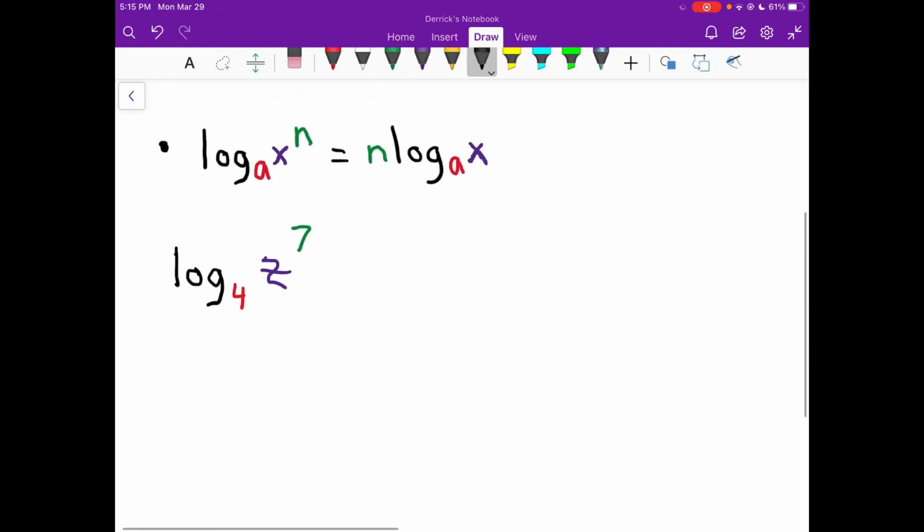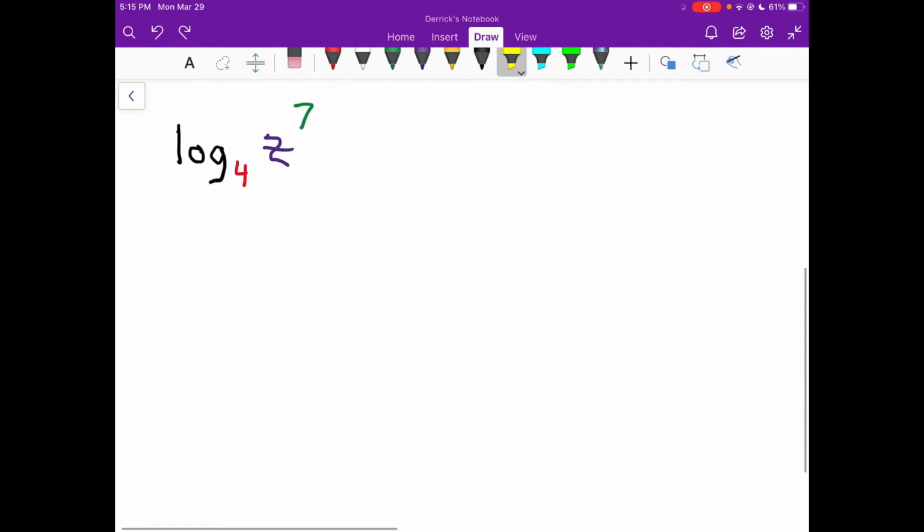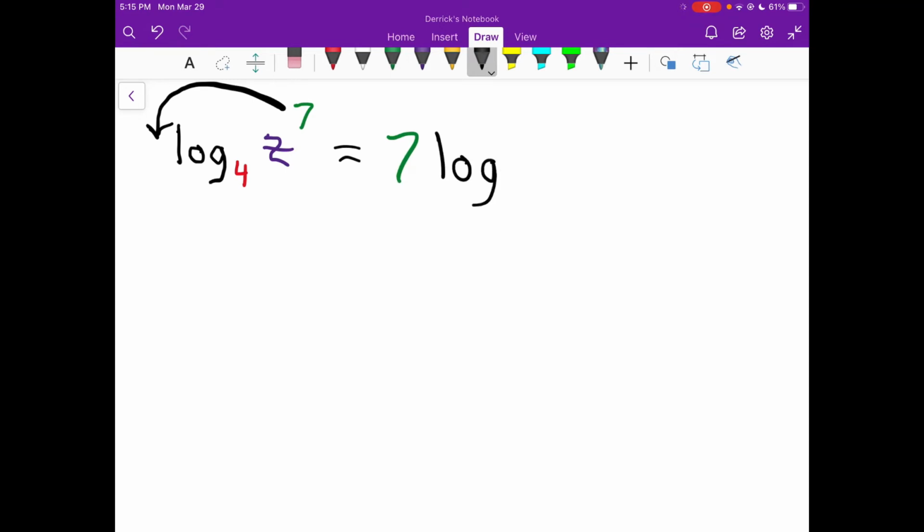I do have that last property that says any exponent can be moved to the front as a coefficient of the log. And so that'd be all I could do with this example: take the 7 and move it to the front, so the expanded version would be 7 as a coefficient times log base 4 of z. That would really be all you could do for that one.